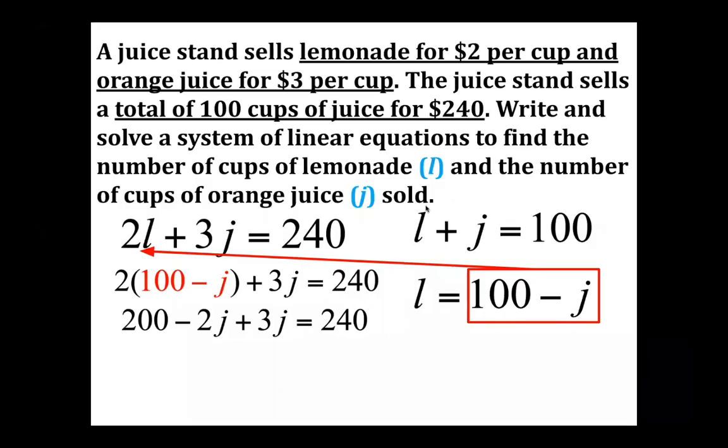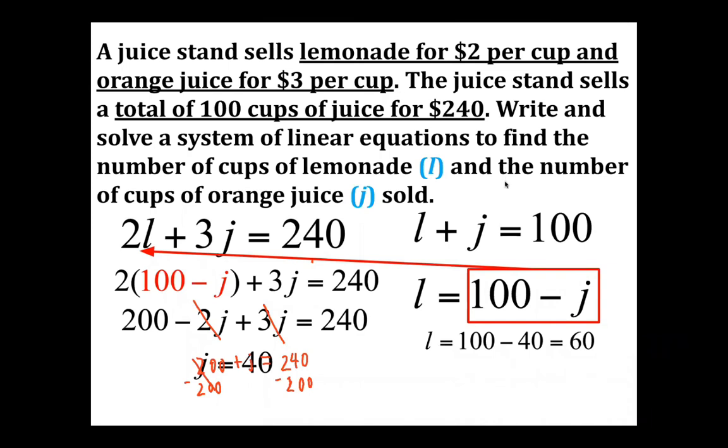You can now combine like terms to further simplify your equation. So negative 2J plus 3J would just give you positive J. So that would give you 200 plus J equals 240. And now you can finally solve for J by subtracting 200 from both sides. So 240 minus 200 would give you J equals 40.